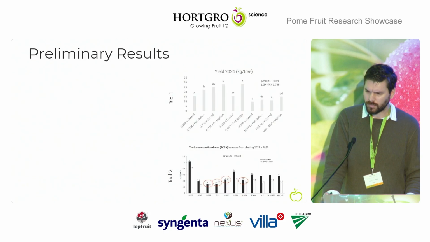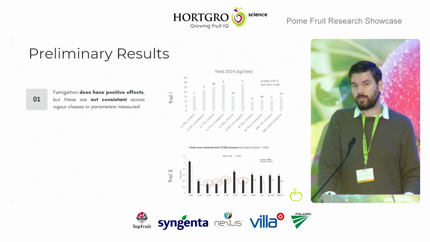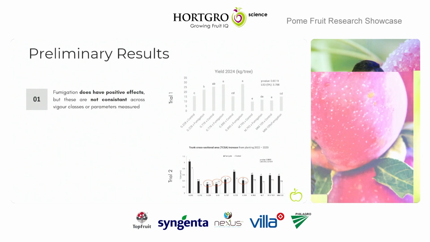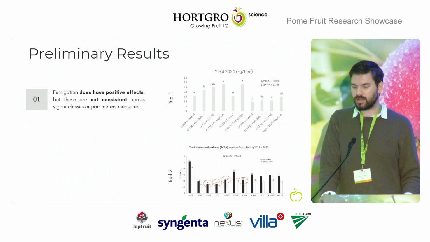We would like to see whether there are any rootstocks that are less susceptible to woolly apple aphid. So, the preliminary results. We find that fumigation does have a positive effect, but that the effects are not consistent across vigor classes or parameters measured.